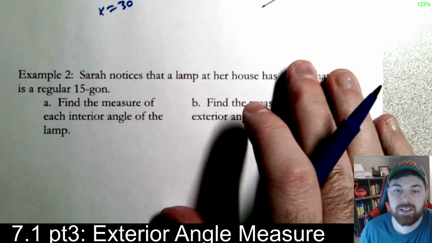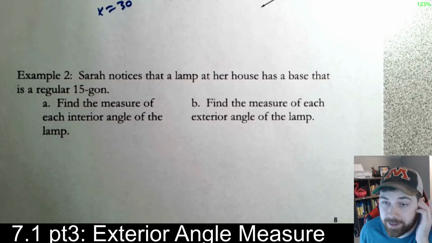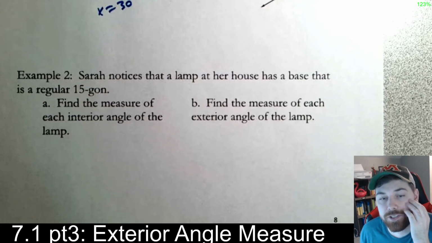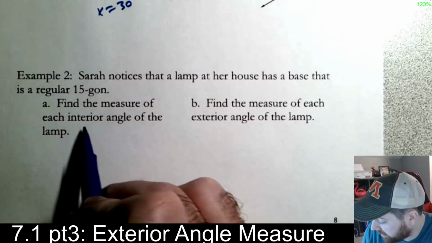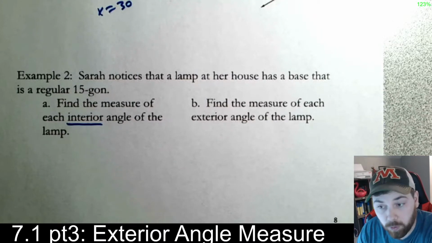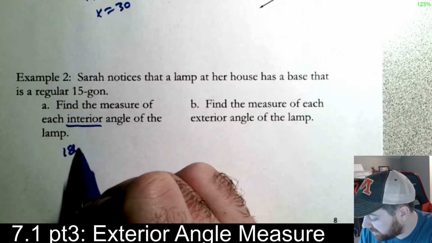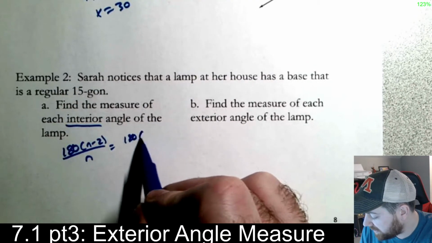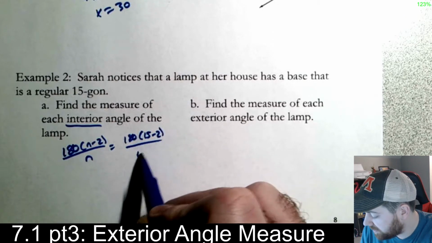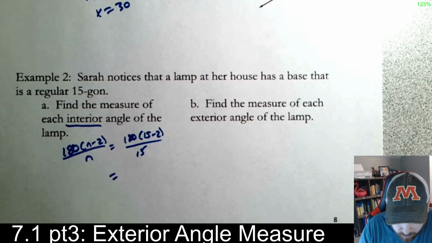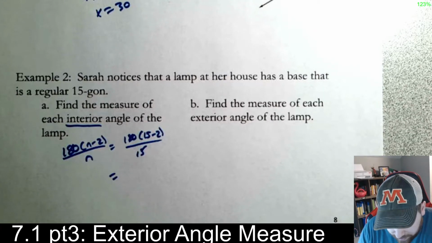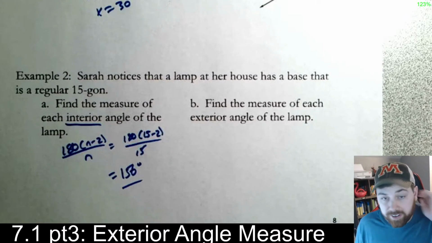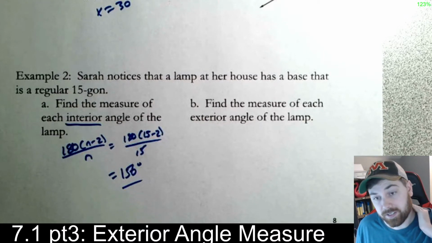Example 2. Sarah, I don't know who Sarah is, notices that a lamp at her house has a base that is a regular 15-gon. Find the measure of each interior angle. Now remember, from part 1, that is 180(n minus 2) over n. So in our case, we have 180 times (15 minus 2) over 15, where 15 is the n. Pretty big number. 180 times 13 divided by 15 is 156. Okay? Each interior angle of this is going to be 156 degrees.